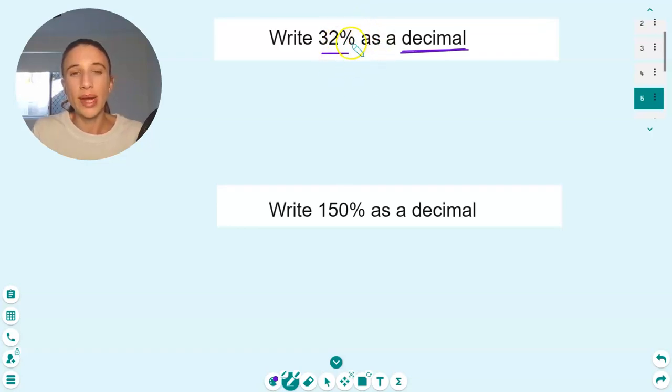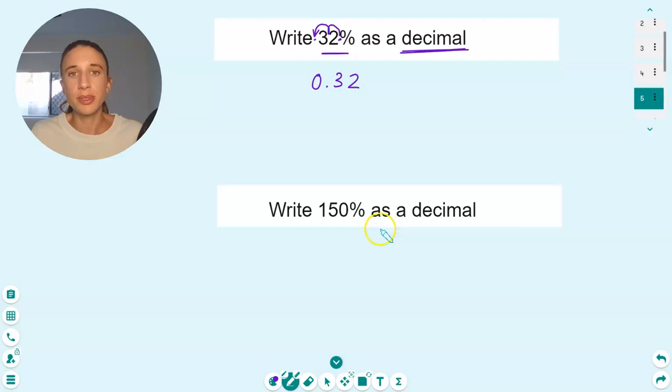Now remember quick ways to divide by 100. You've got an invisible decimal place after the number, and then you're just going to be moving 2 places, since there's 2 zeros in 100. So this is going to be 0.32.